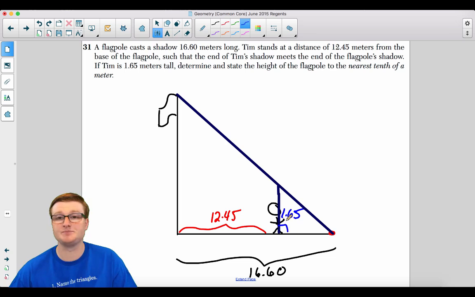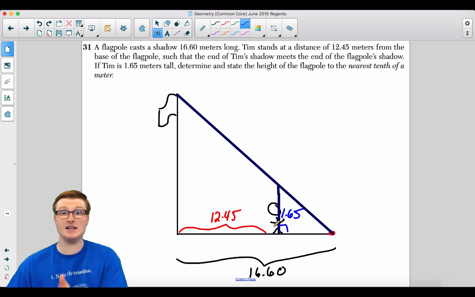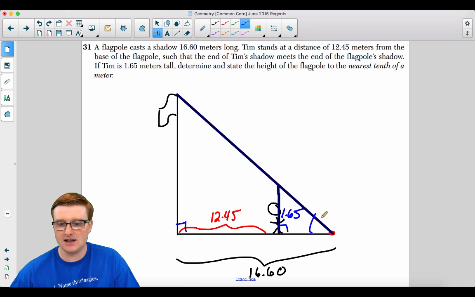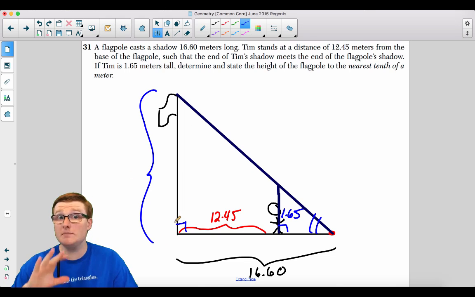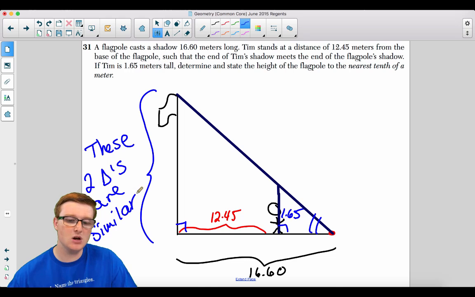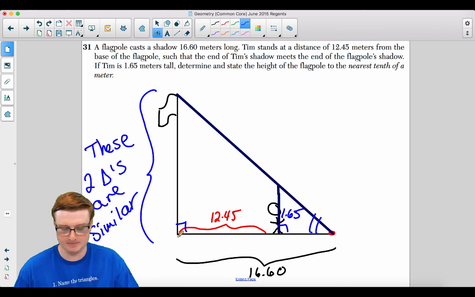Tim is perpendicular to the ground. When you're standing, you're perpendicular to the ground. A flagpole should be perpendicular to the ground or else it's going to collapse. And notice here, folks, that this angle over here is reflexive in the big triangle and the small triangle. So I can conclude based off of that information that these two triangles are similar to each other. And if you know that these two triangles are similar, we could set them in proportion.